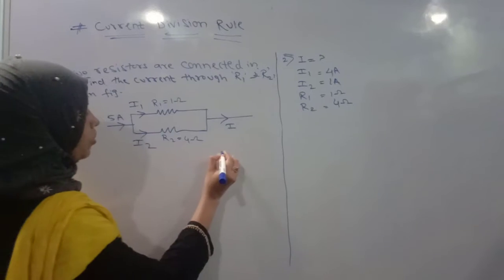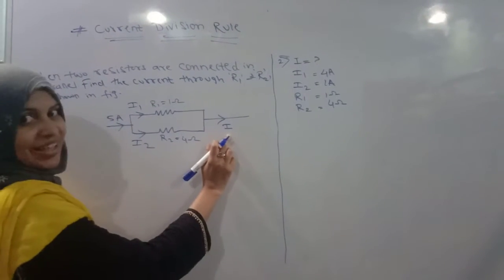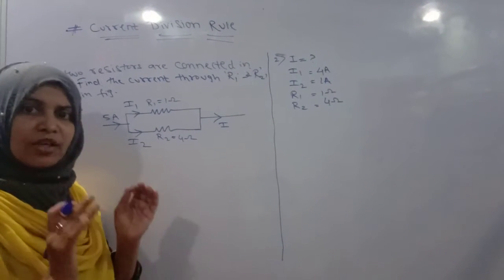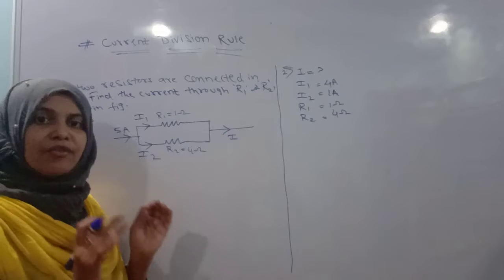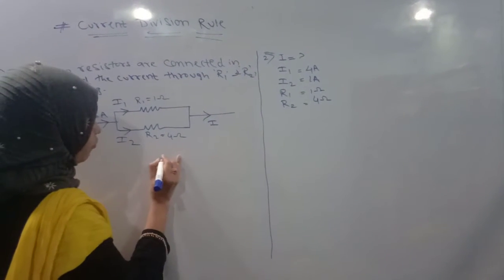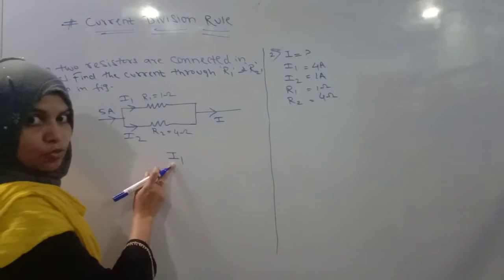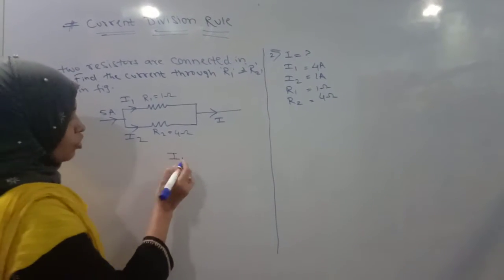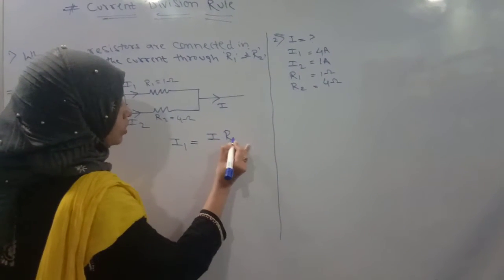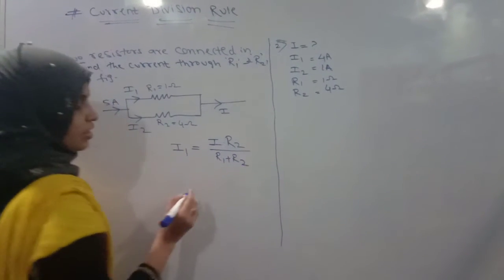The combination, or the total amount of current, will be the total I. So in short, the current division rule focuses on calculating the amount of current flowing through each branch. Now see how we can find a particular current. I1 and I2 are the two branch currents. A particular current is equal to the total current times the opposite resistor, divided by the summation of all the resistors.